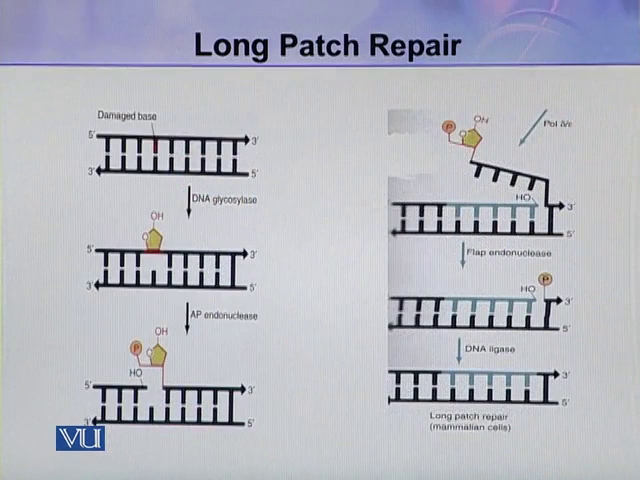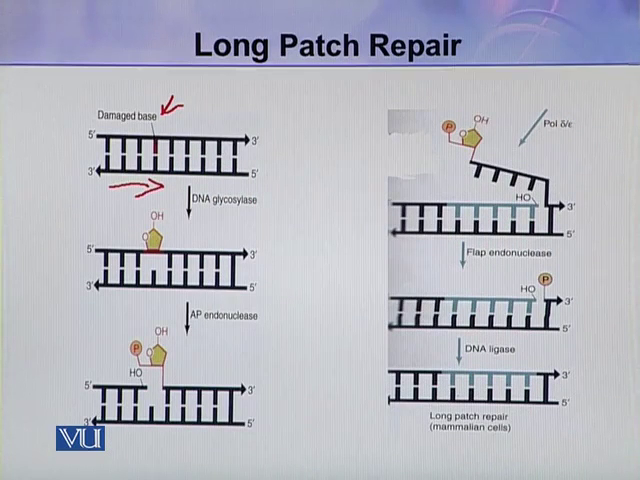So here you can see this is a long patch repair. Again, this is the damaged DNA, whose base is excised by DNA glycosylase, and then an AP endonuclease introduces a nick here, and then pol delta or epsilon adds new nucleotides here. These new nucleotides have been added to the 3' hydroxyl end, and this strand is gradually displaced.